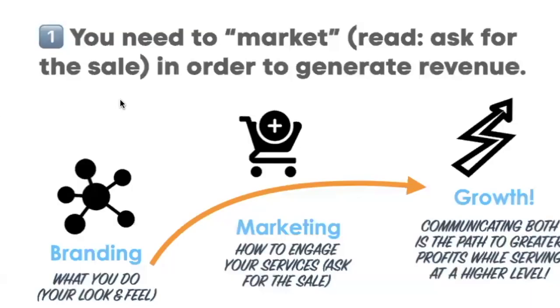And the two facts are, number one, you need to market. You need to ask for the sale in order to generate revenue. So you have a brand. That's what you do. That's your look and feel. You've got to, at some point, market and engage with others and ask them to engage your services. You've literally got to ask for the sale in order to grow. So you got to communicate your brand. You got to communicate how to buy. That's the path to experiencing greater revenue. That's the path, simplistically, to turning a profit while also serving people at a higher level.